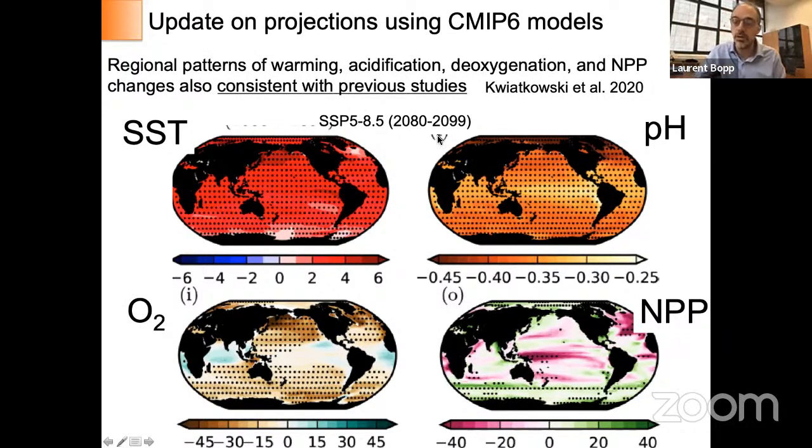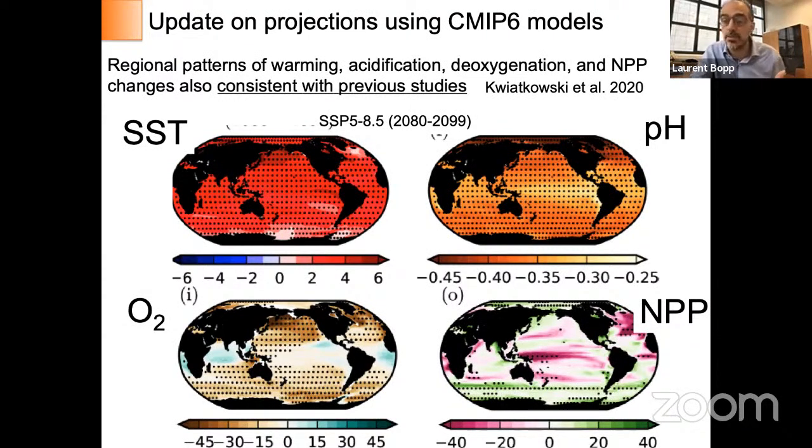And you have an additional interesting feature on these plots. It's this stippling pattern, the dots that you have here. And the convention we use on that plot is that when you have this stippling pattern, it means that all models agree. They agree on the sign of change, and they agree somehow on the fact that the change would be higher than the natural variability.